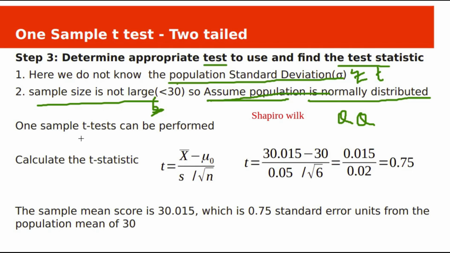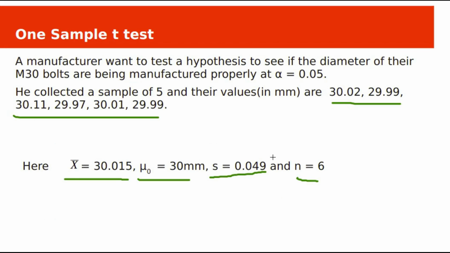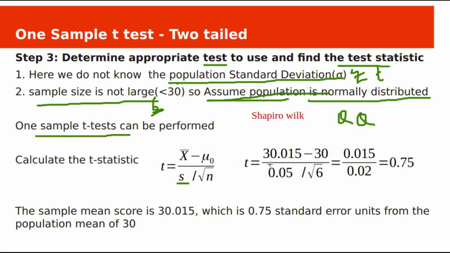So we can perform a one sample t-test, then the t-statistic will be x bar minus mu naught by s by square root n. Sample mean is 30.015, mu naught is 30, by sample standard deviation which was 0.049, so approximately it is equal to 0.05 by square root 6. If you calculate this value, the t-statistic will be 0.75. The sample mean score, this 30.015, is 0.75 standard error units from this hypothesized mean value.